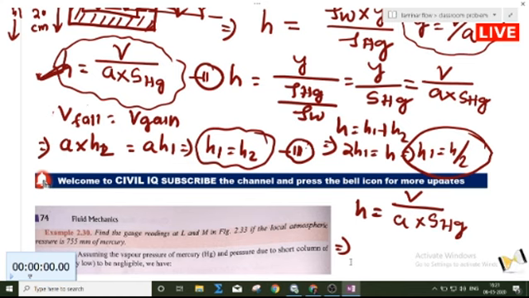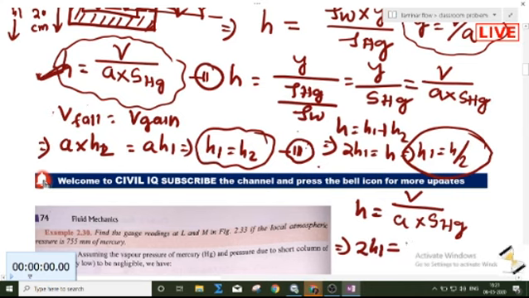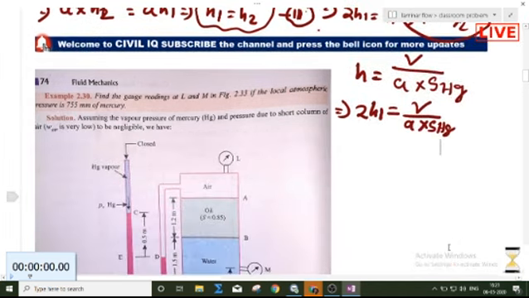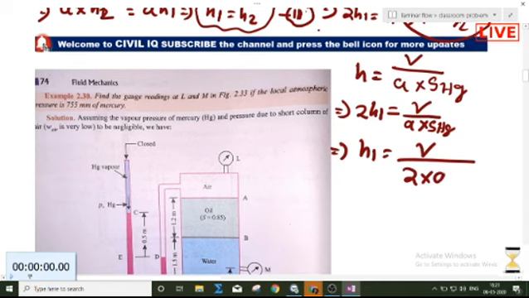Then I will proceed. So we can find out here this H, I already found out. This is 2 times H1. So 2 times H1 will be equal to V by A into the specific gravity of the manometric fluid. So now this H1 I can find out. This H1 will be equal to V divided by 2 into A into the specific gravity of the manometric fluid.